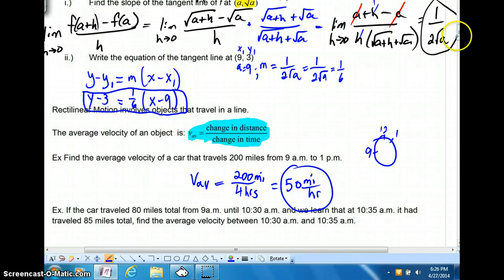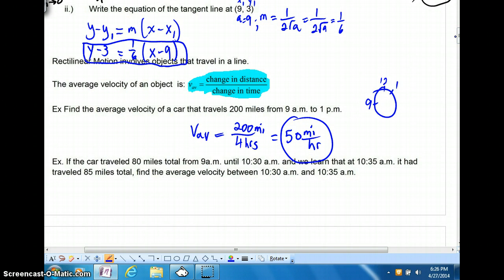Please understand, this in no way implies that the car was always traveling 50 miles per hour. The car could have been traveling 65 miles per hour at 11 o'clock, for all we know. Maybe the car was traveling much more slowly at an earlier time. That would be an instantaneous velocity for a given instant. And we're going to investigate that very soon. But remember, this is just an average velocity on a given time interval.